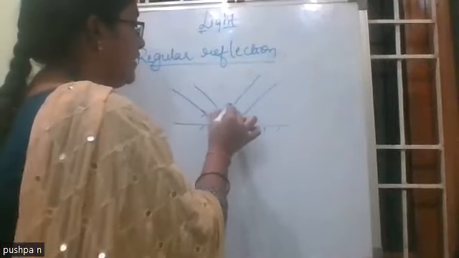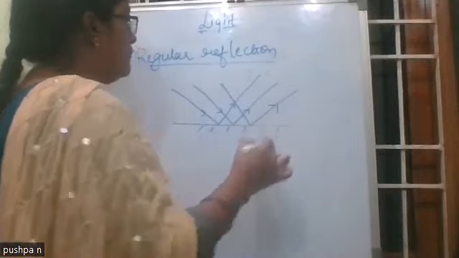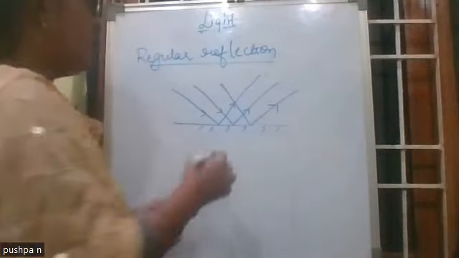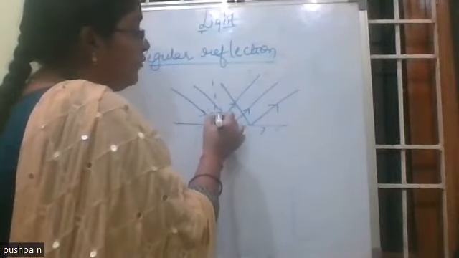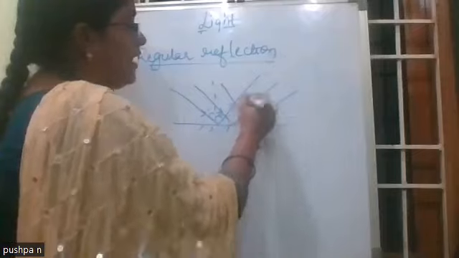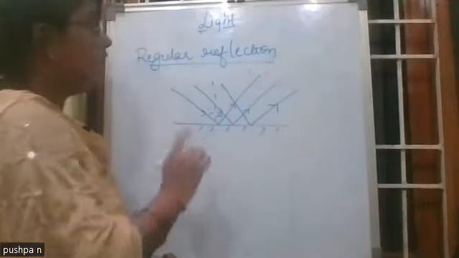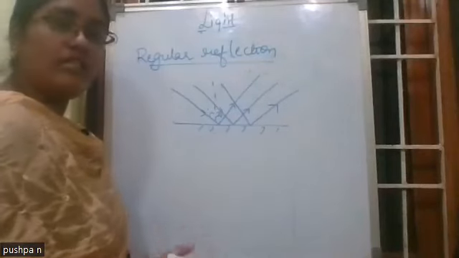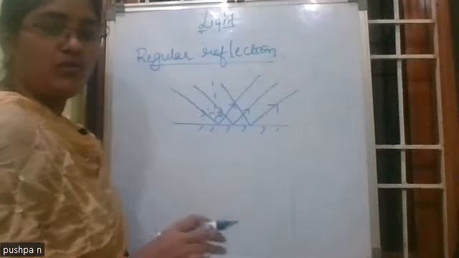Here, incident ray, reflected ray. Let's take the normal. If you observe, the reflected ray is parallel to the incident ray. All the reflected rays are parallel to the incident rays in a regular reflection. You will observe this type of phenomena on smooth surfaces like marbles or any other smooth surfaces.